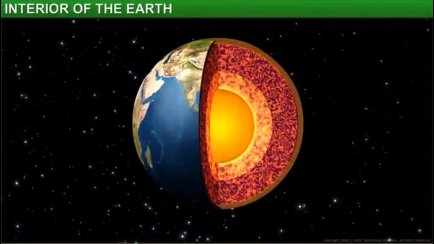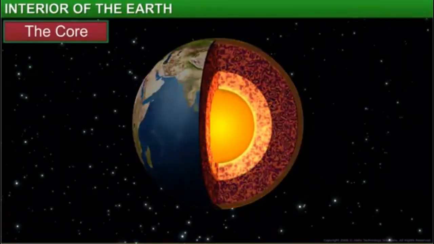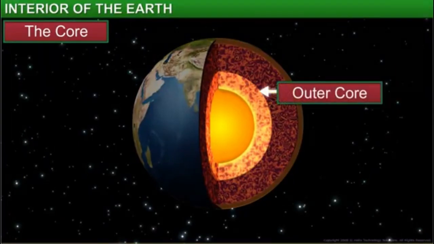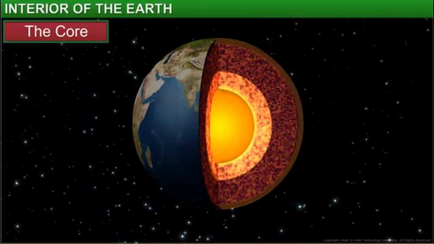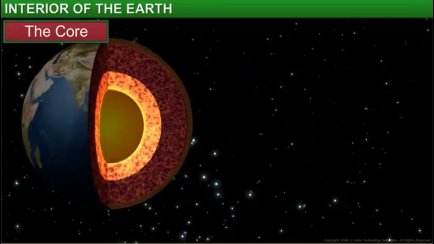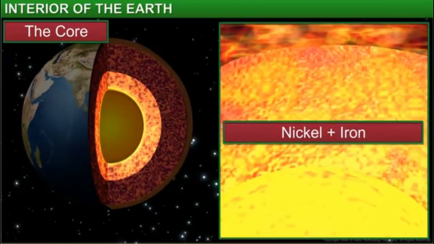Finally, as you go deeper inside the earth, you come to the core. The core consists of an outer core and an inner core. The outer core lies just below the mantle and is mainly made up of nickel and iron. This combination gives it the name nife. The materials within the outer core are in a liquid state.